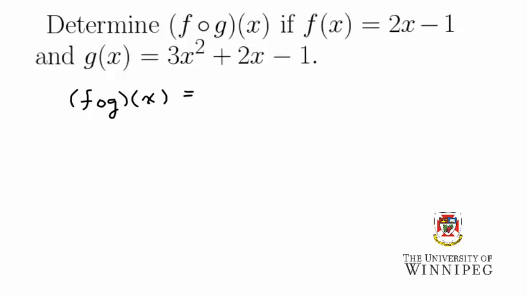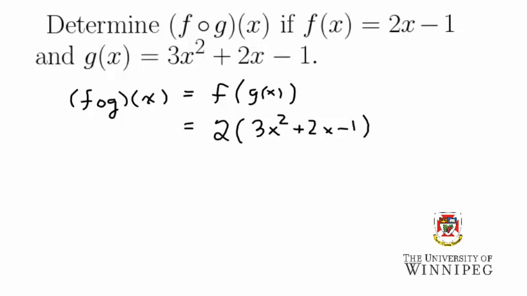I think of f composed with g as f of g of x. This means inside our function for f, anywhere we see x, we can actually substitute in the function g of x. So making this substitution, we'll get 2 times (3x squared plus 2x minus 1). So here we've substituted in g of x for this x here. And then our f function still has this minus 1 at the end that we have to deal with.